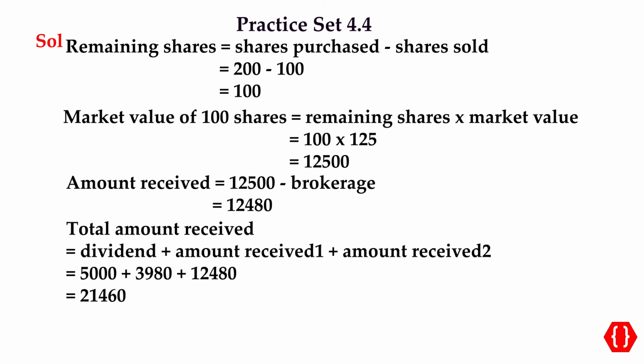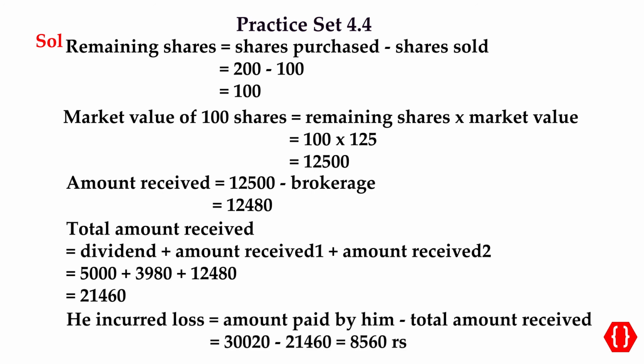So the total amount received will be dividend plus amount received, that is 5,000 plus 3,980 plus 12,480, which is 21,460. Total amount received will be 21,460. He incurred a loss because the amount paid by him was 30,020 rupees. 30,020 minus total amount received 21,460 is 8,560 rupees. He incurred a loss of 8,560 rupees.